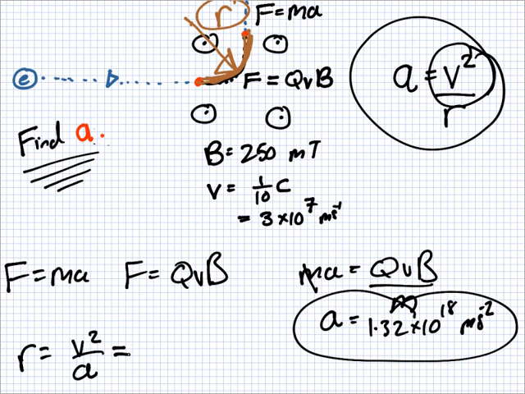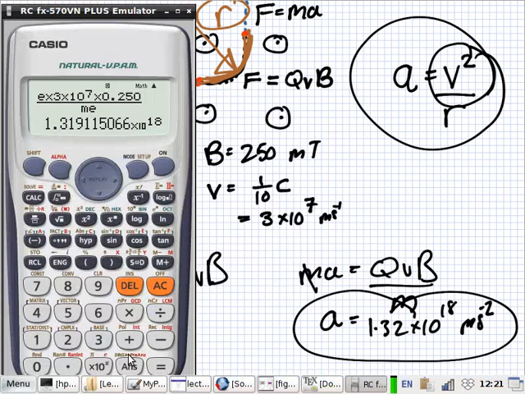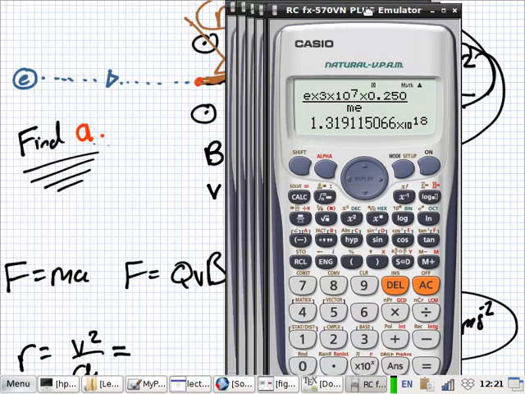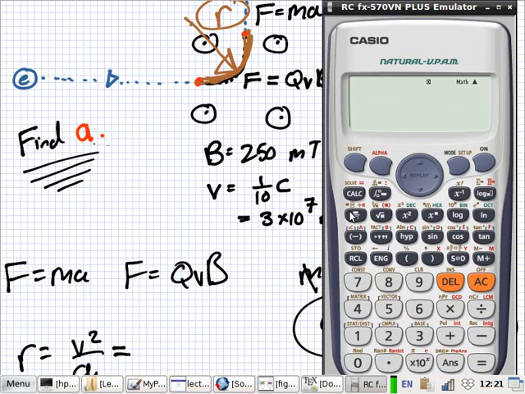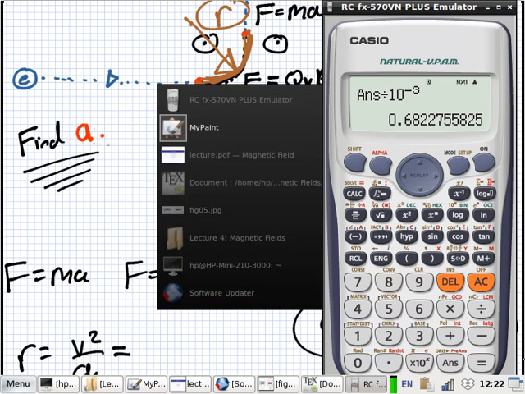6.82 meters. Oh, it's quite a small circle, is it? Let's calculate it. V squared, 3 times 10 to the 7, isn't it? It's not scary. And then, do I still have my last answer there? It's not even a millimeter, it's like 0.68 millimeters.